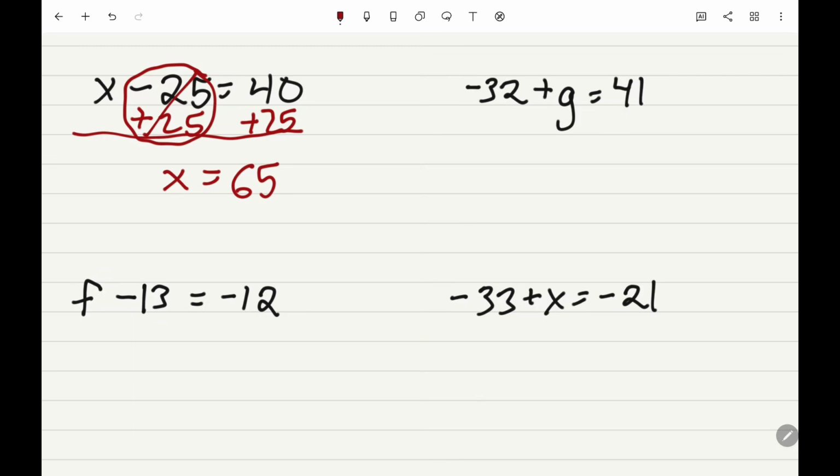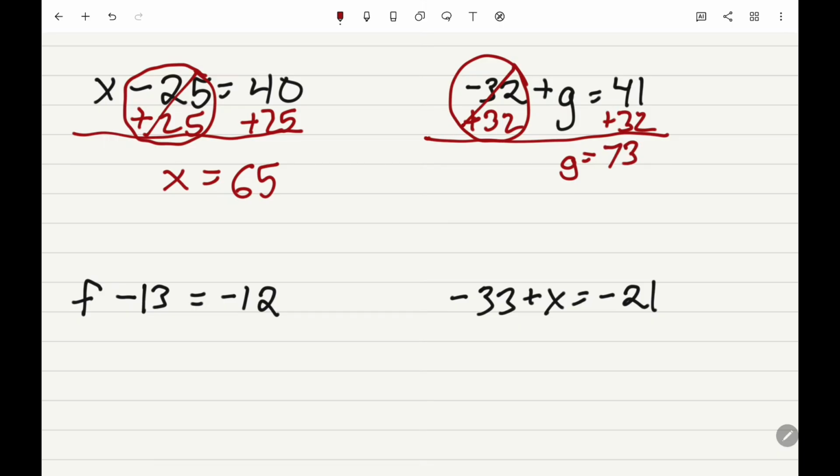Negative 32 plus g equals 41. The inverse of a negative 32 is going to be a plus 32. So we're going to add 32 to both sides. Negative 32 plus 32 cancels out. So we have g is equal to 73.